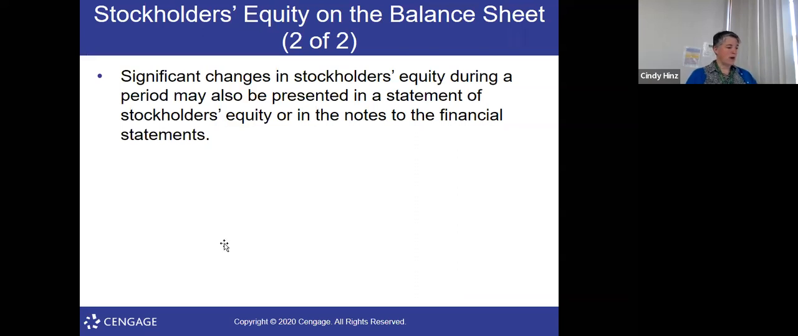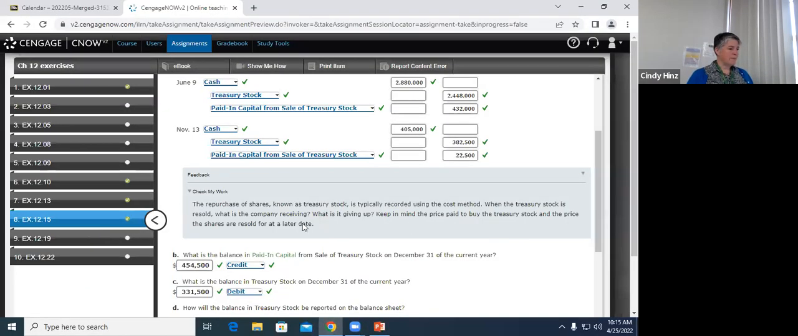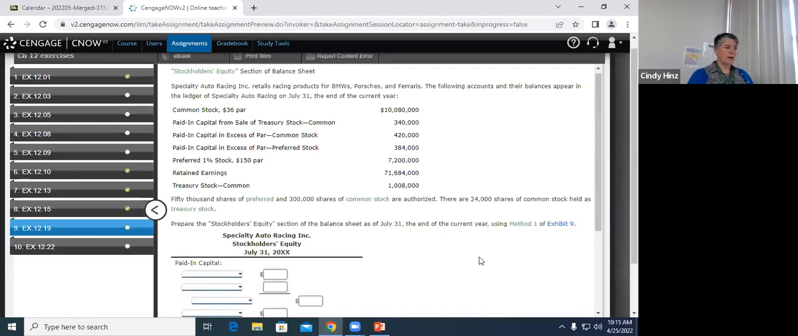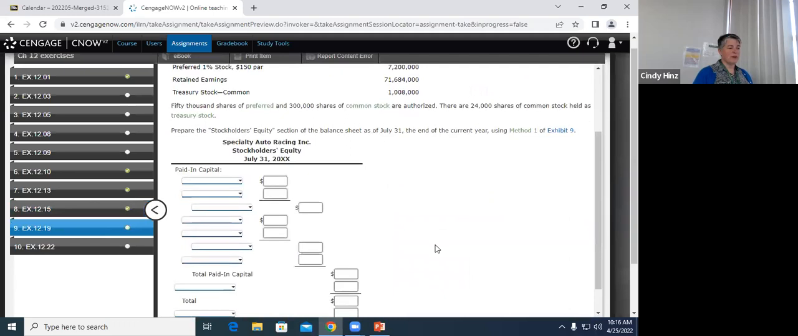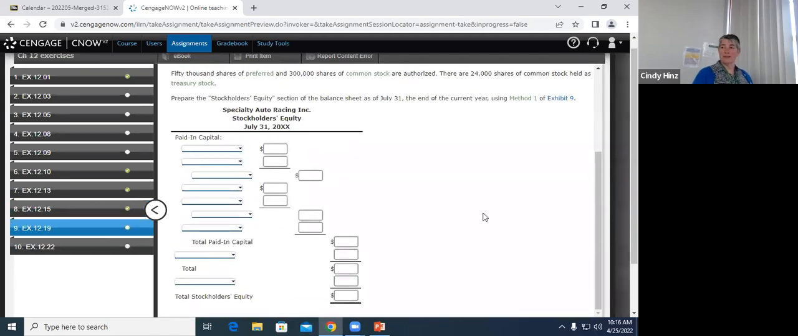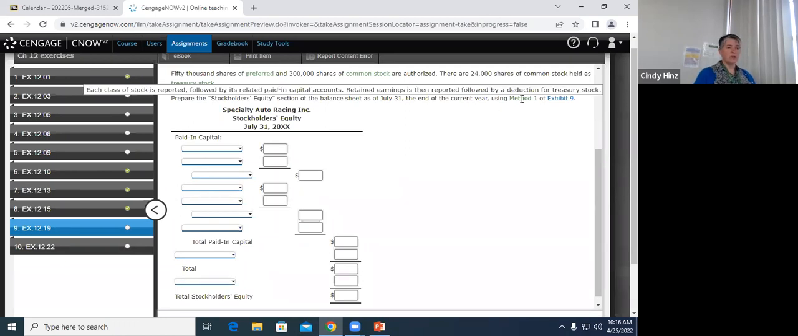Okay, let's go to our next exercise then. Moving right along. Our next exercise is to put together the stockholders' equity section of the balance sheet. Now we are showing this as if it's a separate statement, but we're really just focusing in on the one section of the balance sheet. We would not have this as a separate financial statement. It's only a portion of the balance sheet. We're asked to use method 1.